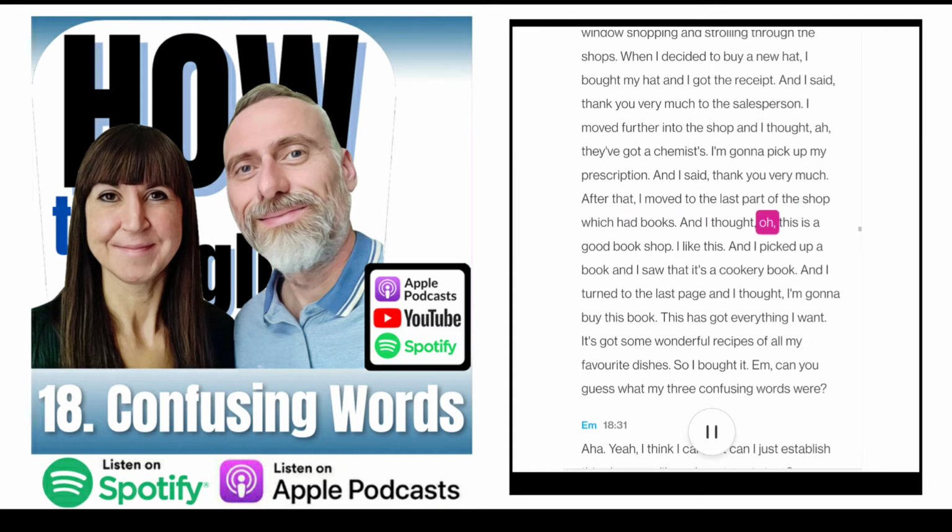After that, I moved to the last part of the shop, which had books. And I thought, this is a good bookshop. I like this. And I picked up a book and I saw there's a cookery book. And I turned to the last page and I thought, I'm going to buy this book. This has got everything I want. It's got some wonderful recipes of all my favourite dishes. So I bought it. Can you guess what my three confusing words were?